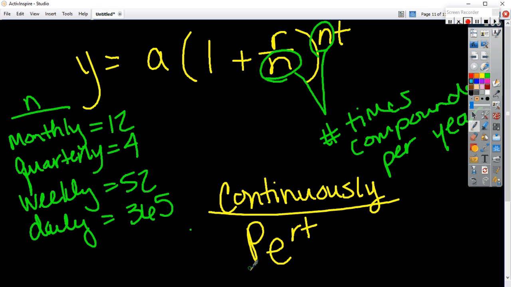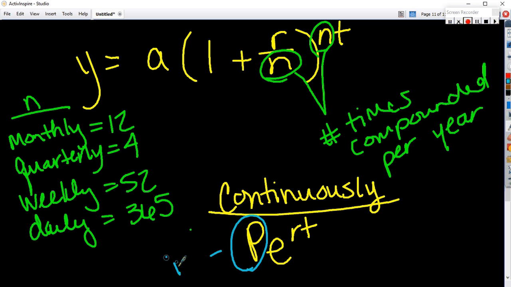The only difference here, P, this is still my initial amount. P is the initial amount, R is the same, T is the same, and E is that variable, that irrational number that we just learned, okay? So I'm gonna do an example with you.